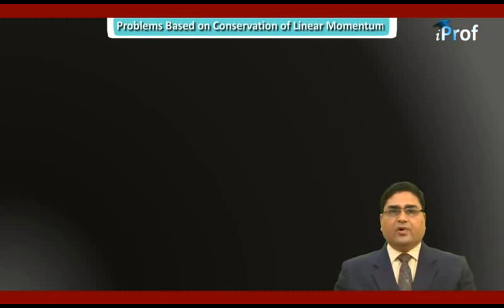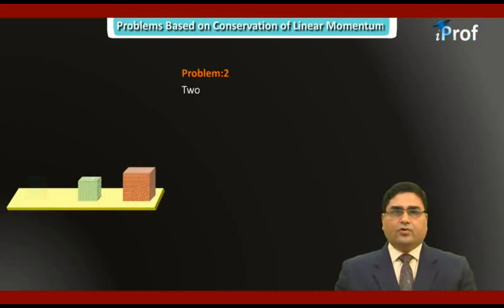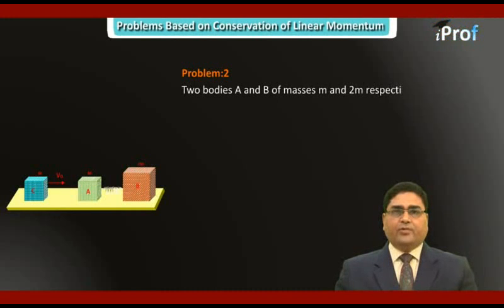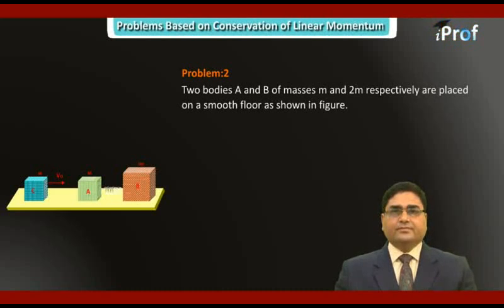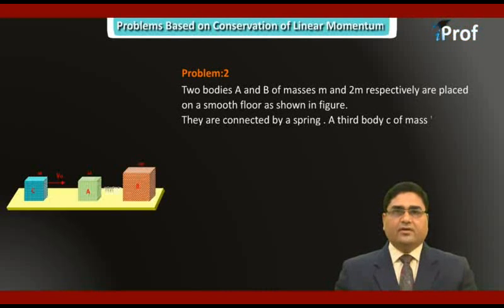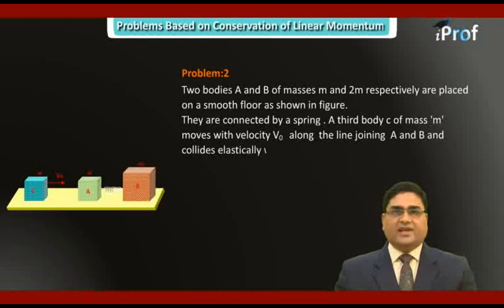Let us start one more illustration. Two bodies A and B of masses m and 2m respectively are placed on a smooth floor as shown in figure. They are connected by a spring. A third body C of mass m moves with velocity v0 along the line joining A and B and collides elastically with A.